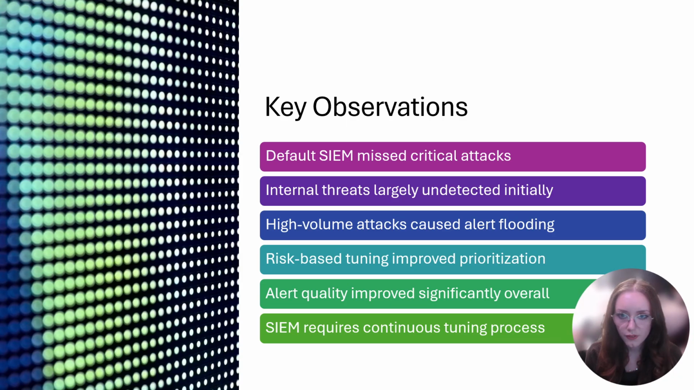Several important observations emerged from the study. First, default SIM configurations missed multiple attack types entirely. Second, insider threats proved particularly difficult to detect without customization. Third, high-volume attacks generated large quantities of alerts that could overwhelm analysts. Finally, risk-based tuning improved not only detection coverage but also the overall quality and usefulness of alerts. This shows how SIM effectiveness is not static. It requires continuous tuning and adaptation to the threat landscape.